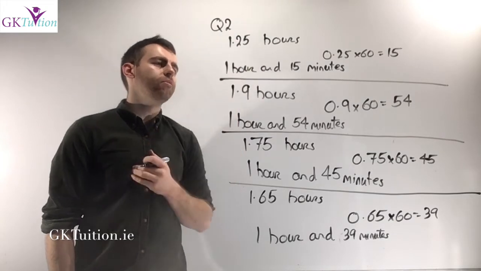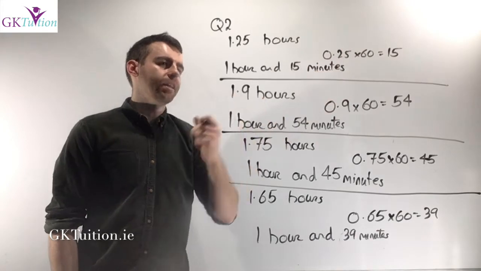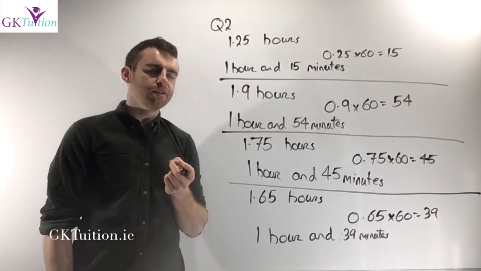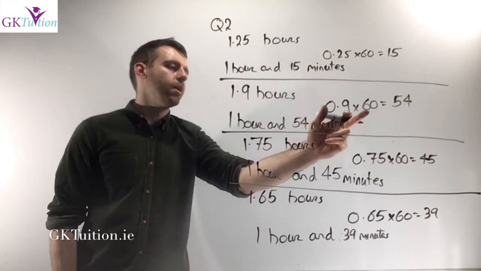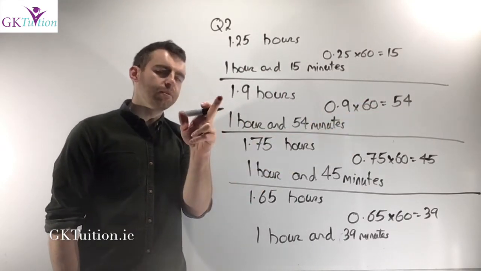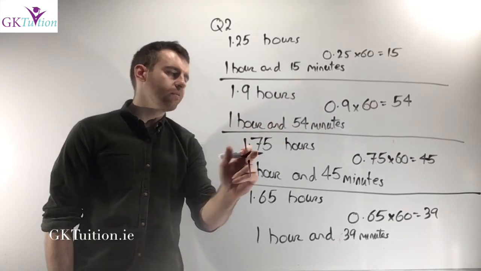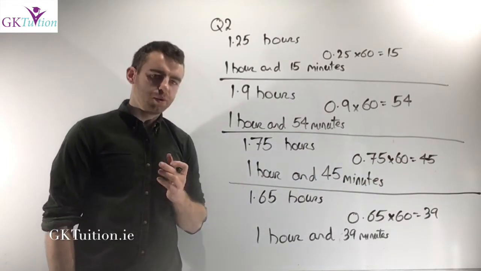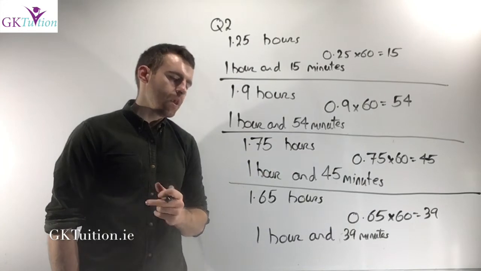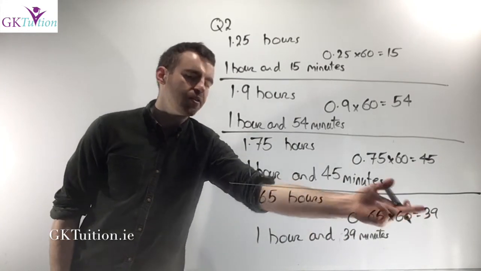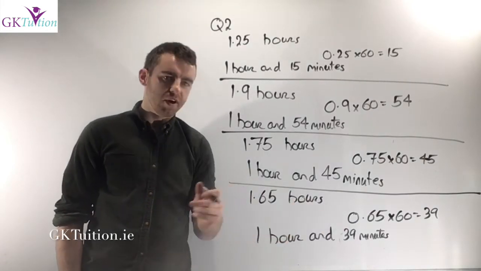If I have 1.25 hours, you take the 0.25, multiply it by 60 and you get 15. That tells me that 1.25 hours is in fact 1 hour and 15 minutes. 0.9 multiplied by 60 is 54. That tells me that 1.9 hours is actually 1 hour and 54 minutes. 0.75 by 60 is 45, which tells me that 1.75 hours is actually 1 hour and 45 minutes. And then 0.65 by 60 is 39, which tells me that 1.65 hours is 1 hour and 39 minutes.